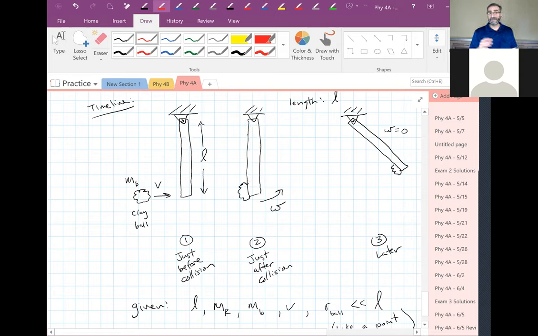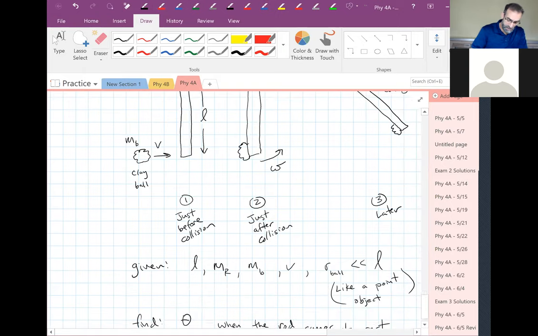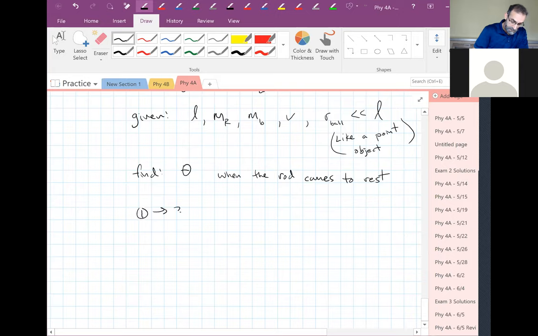So we're going to get through the collision using angular momentum, because this rod is free to rotate about that pivot point, about that axis. And as long as we pick a small enough time interval where the force of gravity can't influence it at all, then the net torque is zero for that tiny, tiny time interval. And we can use angular momentum conservation. So we'll go from 1 to 2 using angular momentum. And then we'll go from 2 to 3 using energy, probably, right?